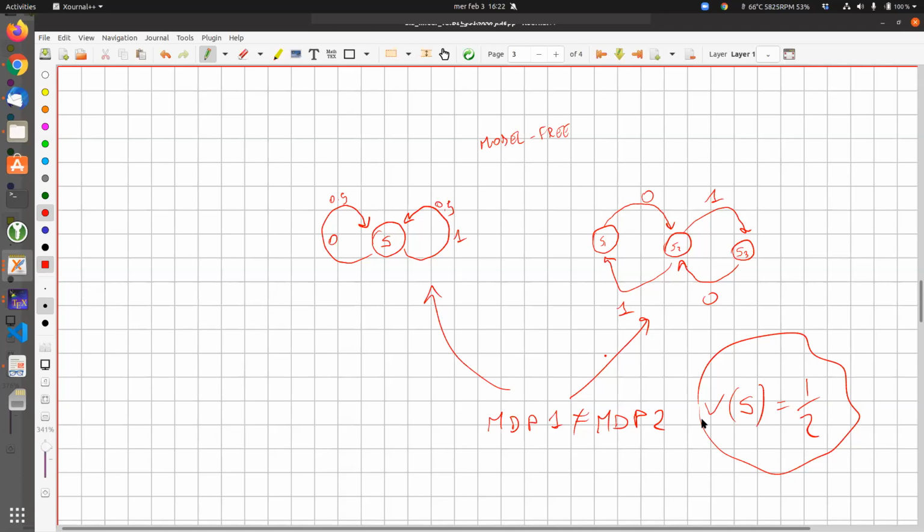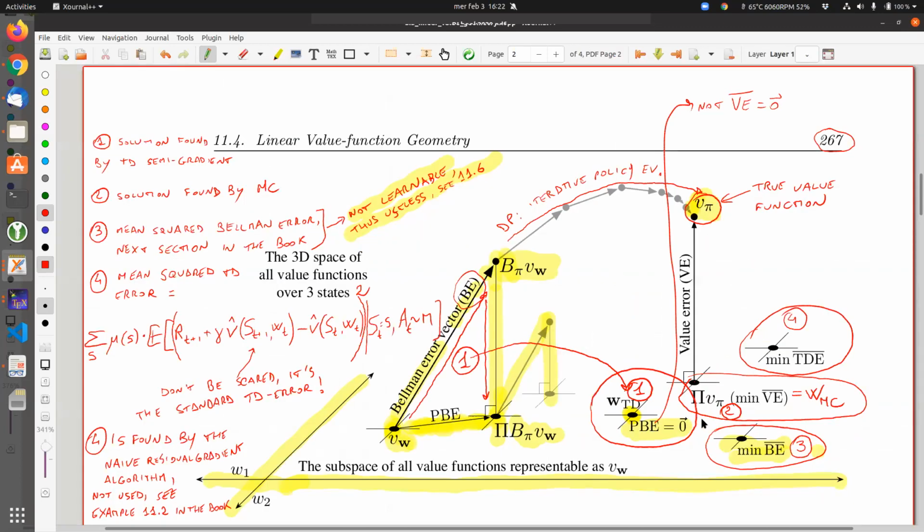Anyway, it's just to tell you that there is a notion of learnability that means something that you can learn from the distribution data, and it can be shown that this mean squared Bellman error is not learnable. And I suggest, if you are interested, and you should, because it's a beautiful topic, to read the next section in the book, where there is this example and other more elaborated examples.